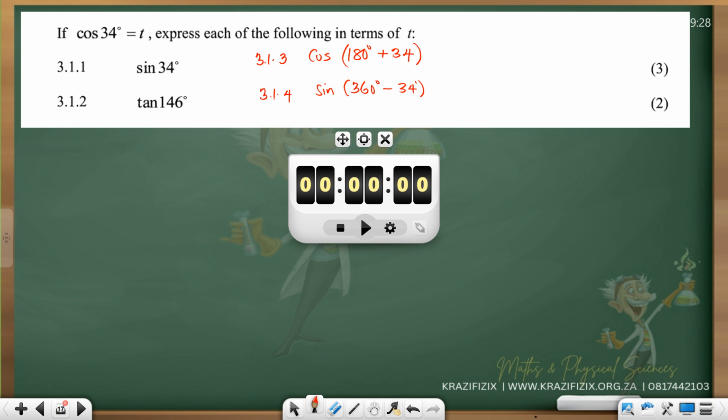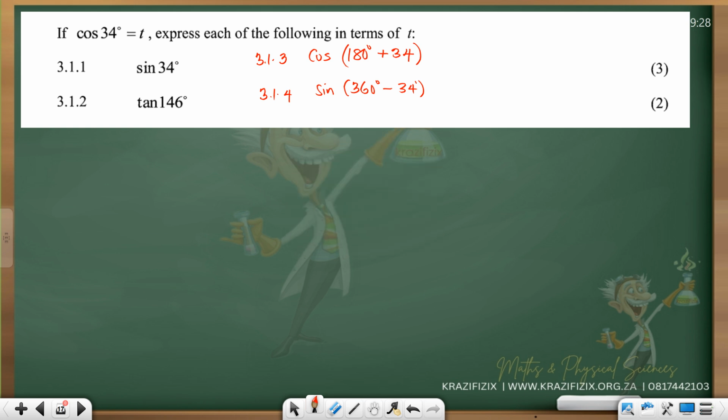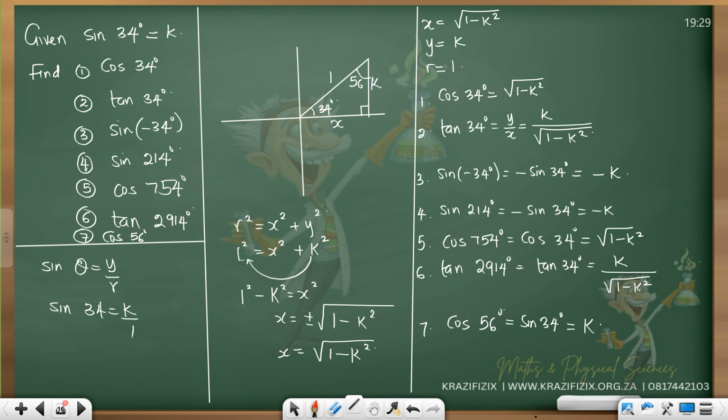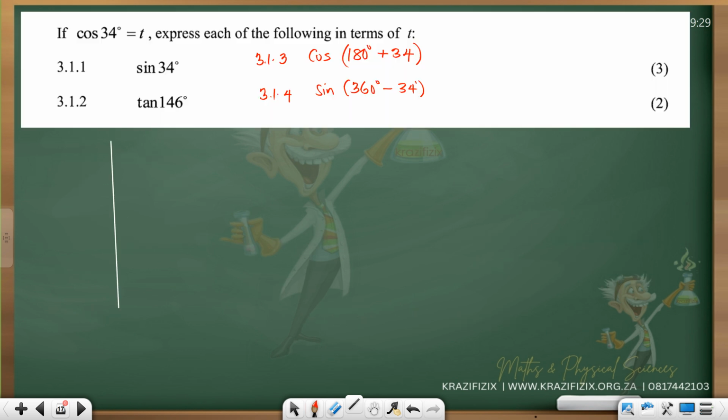Are we done, guys? Were we able to finish? All right, let's see. Quickly, you know what I will do? I will draw my triangle quickly. 34 is in the first quadrant. Oh, similar. What did we do? Exactly. Didn't we do this? Exactly the same. 34.